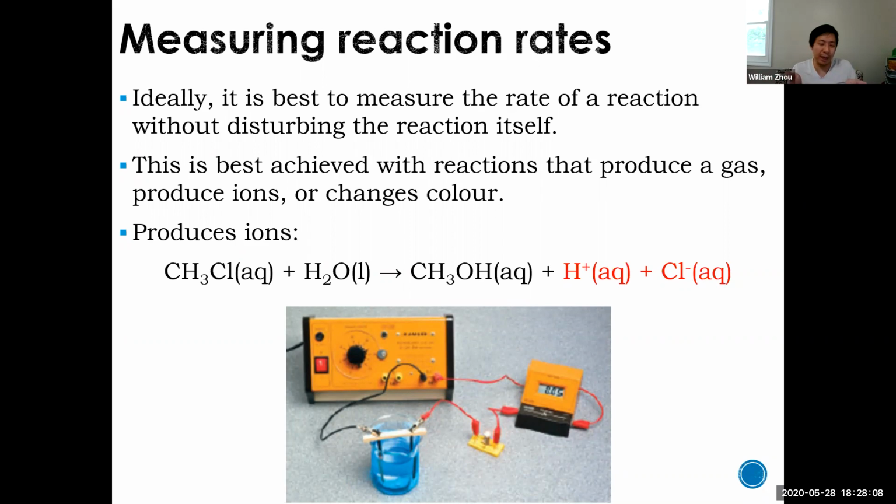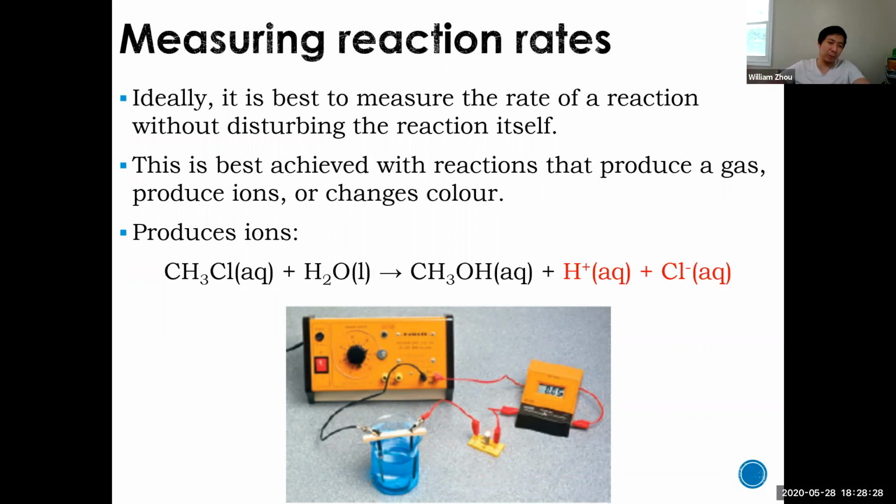All right, so if you just hooked up that apparatus right there with the solution and you have a reaction in there, you can just look at the brightness of the light bulb. You can measure the luminosity of the bulb and how fast it changes based on the concentration of the ions you have in the solution. The higher the ion concentration, the brighter the bulb should glow.